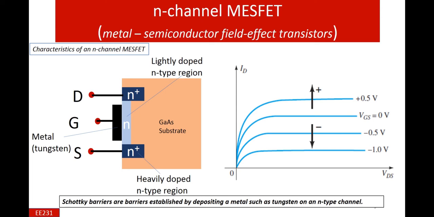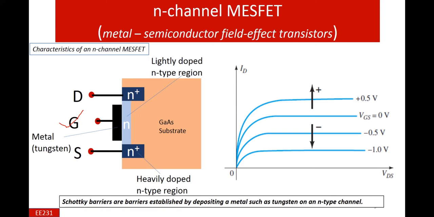For example, if we apply some negative potential here, then the metal contact on the channel will attract the free negative carriers in the channel to the metal surface. So in this case, the number of free carriers in the channel is reducing, and this reduces the drain current, and this effect is shown in the graph. And this effect can be reduced by making the voltage more positive.